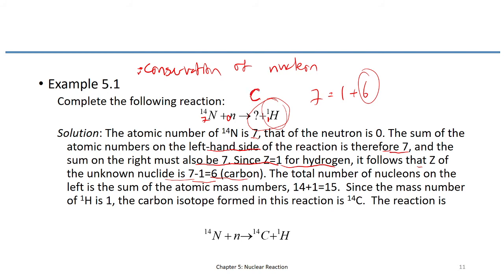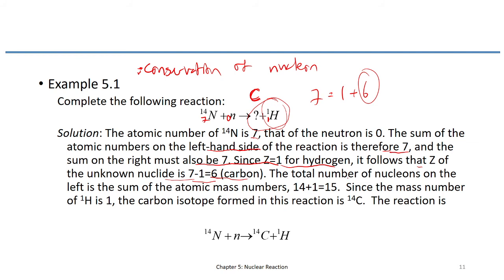So we know that is carbon, but what is the mass number of the carbon? Carbon can be carbon 12, carbon 11, carbon 13, carbon 14, and so on. So what type of carbon? Then the next step is you need to balance the mass number.